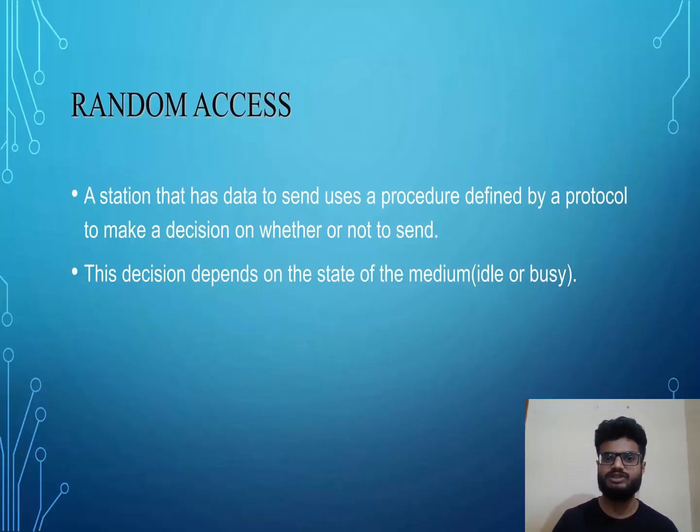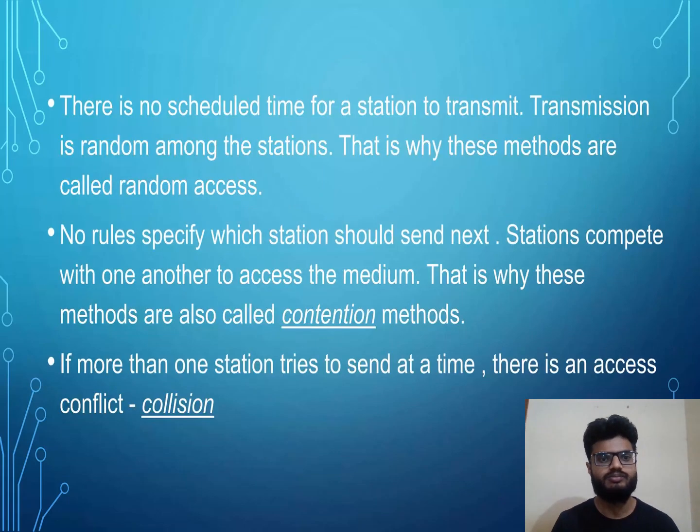Now the random access protocol. In the random access protocol, access to the channel given to a node is very random. We suddenly select any node at a time and it will send its message. The decision depends totally on the medium, whether it is idle or busy. If the channelized medium is busy, then the node will wait until it gets free. There is no scheduled time for any station to transmit. The transmission is random among the stations. That's why these methods are called random access.